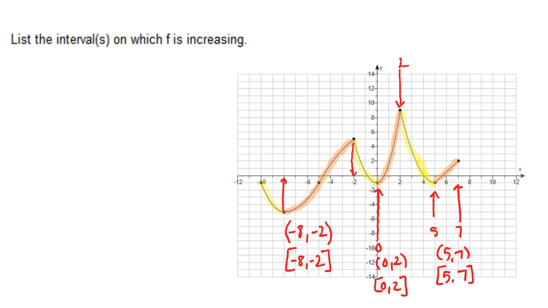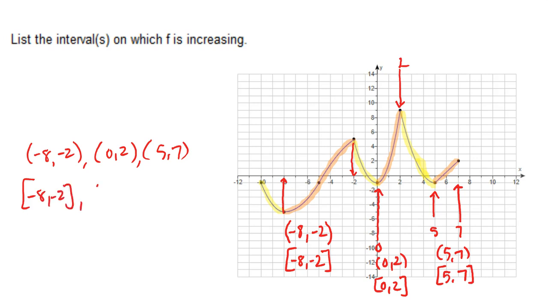So to list the intervals where the function is increasing, that would be -8 to -2, 0 to 2, 5 to 7, if we're dealing with open intervals. And -8 to -2, 0 to 2, 5 to 7 for closed intervals.